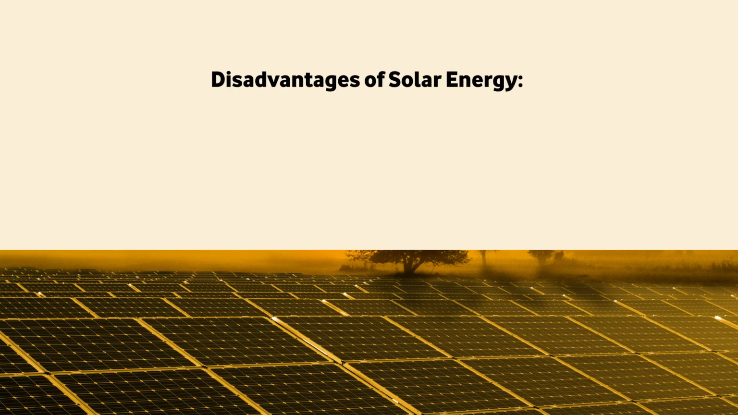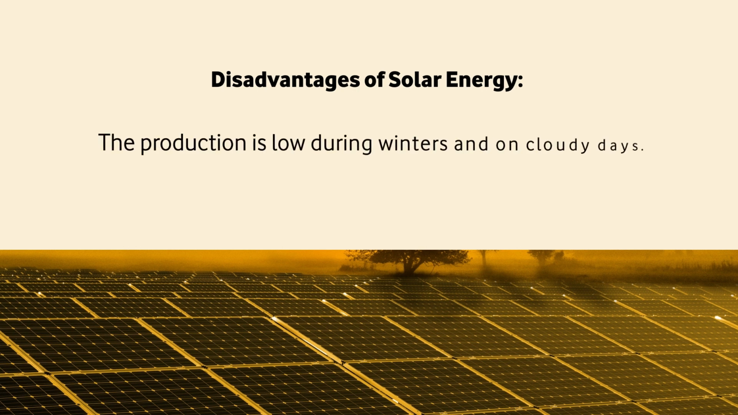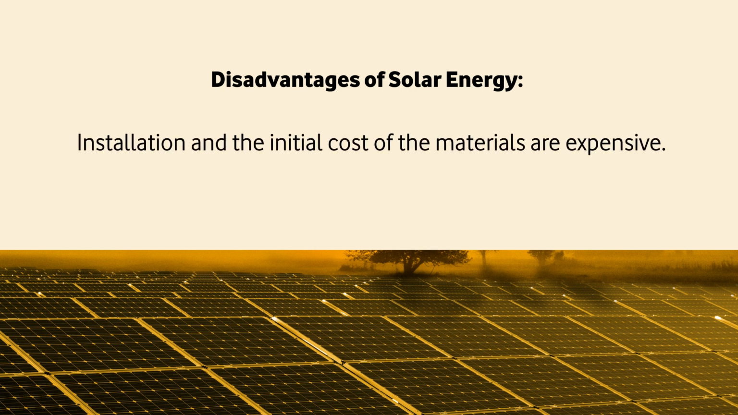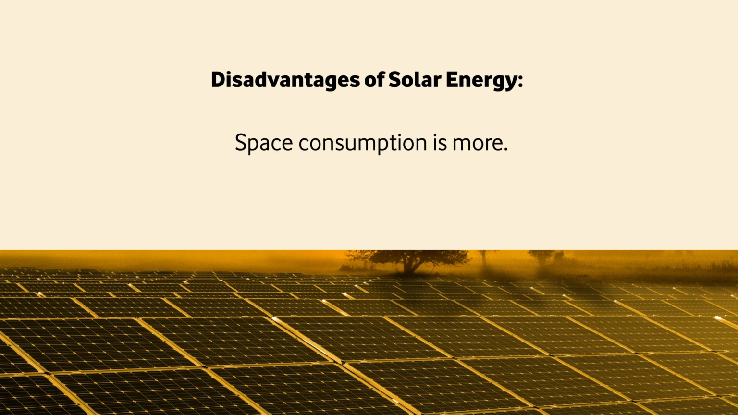Now we will discuss the disadvantages of solar energy. The first disadvantage is that production is low during the winter and on cloudy days. The second disadvantage is that installation and the initial cost of the materials are very expensive. The third disadvantage of solar energy is that more space is required, because you are going to install solar photovoltaic modules, so for production of electrical energy more space is required.